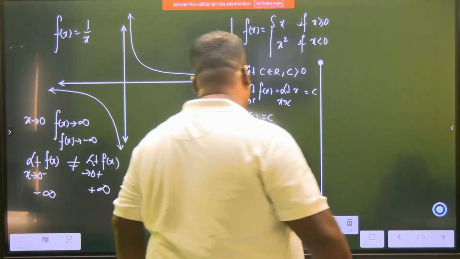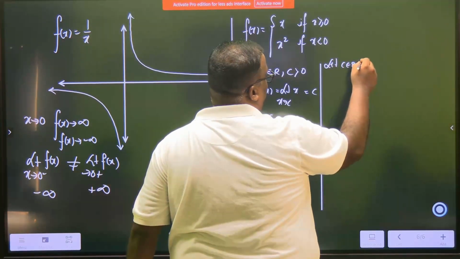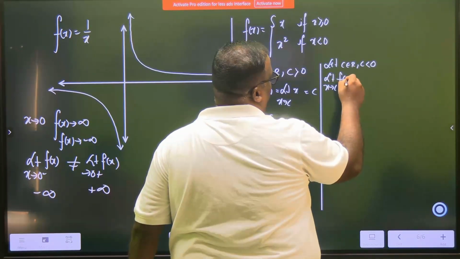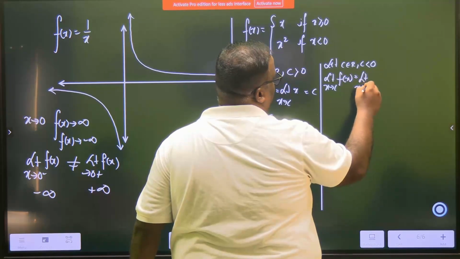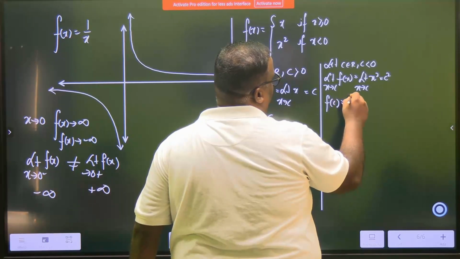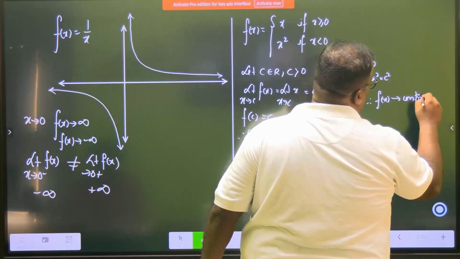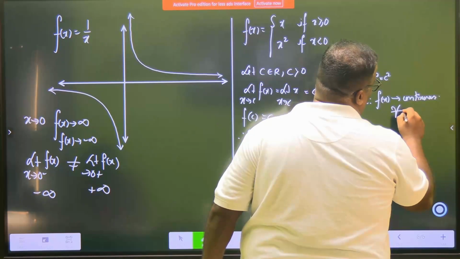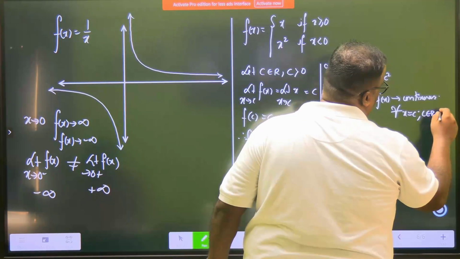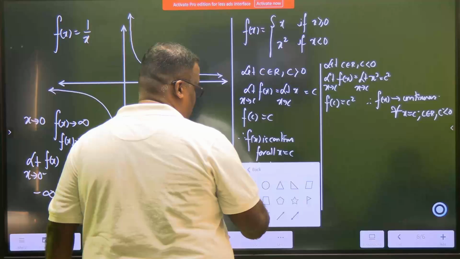Okay, let's find now. Let c belong to R and c be less than 0. Limit x tends to c of f of x is limit x tends to c of x square, which is c square. f of c is equal to c square. Therefore, f of x is continuous for every x equal to c, c belongs to R, c less than 0. This is also done.